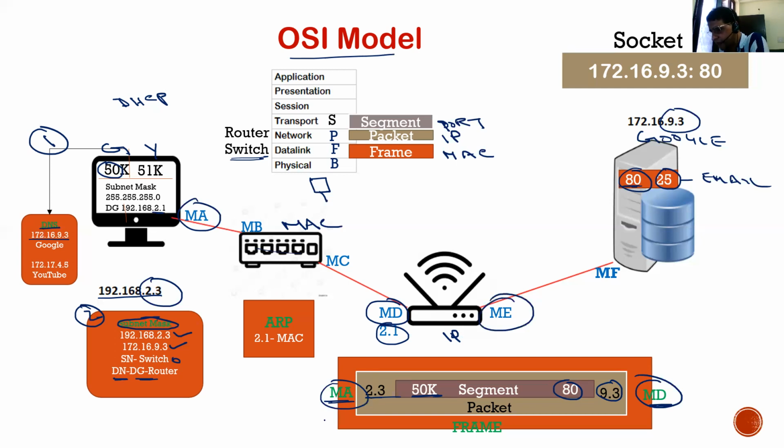Now the source will be ME and the destination will be MF. Now, why did the router open this frame? So that it can see where it is coming from and where it is going, because the router is concerned with what's the best path. So it's going to choose a path. It is coming from my PC, Sheikh's PC, and it has to go to Google. So it will check what's the best path to reach Google.